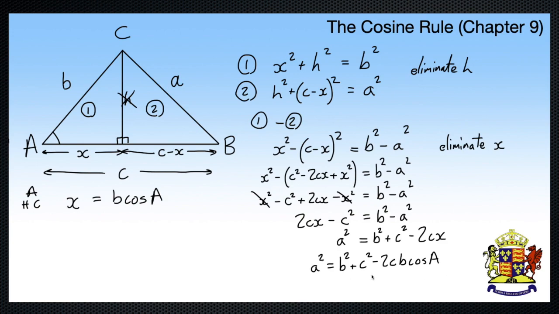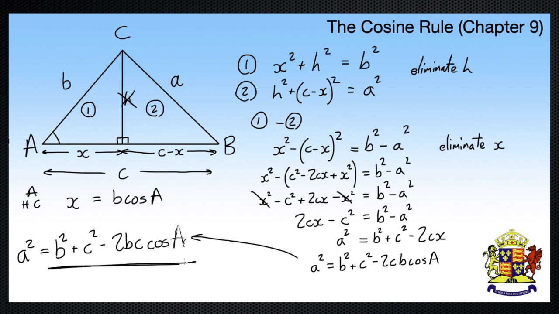However, this CB bit, I don't really know why, but we generally don't write it as CB. Instead, we do something which seems counterintuitive, and we put two C's next to each other. All we do is swap over the B and C, so we have a squared equals b squared plus c squared minus 2bc cos a. That is the cosine rule.